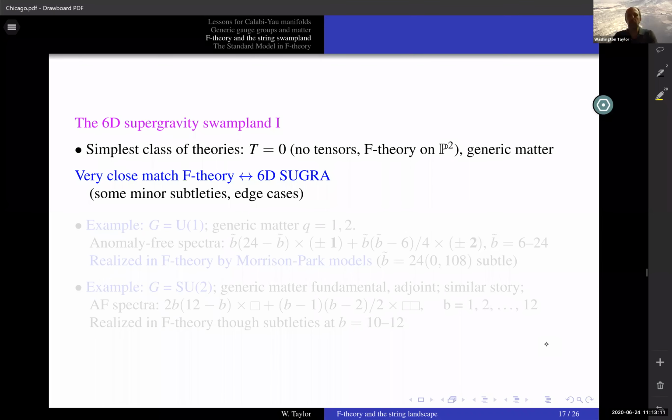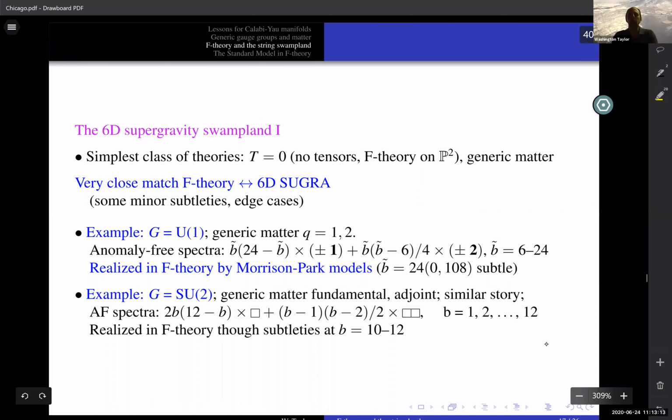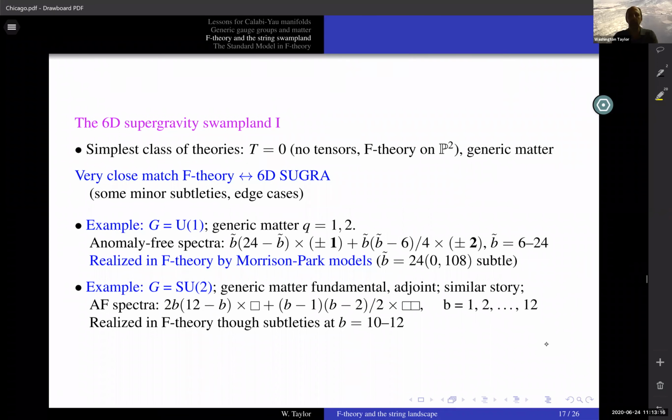For instance, if we look at the gauge group being U1, generic matter is Q equals 1 and 2. We can solve the anomaly equations and we get a finite set of solutions. Here we have a certain number of charge 1 and a certain number of charge 2. And all these are realized in the Morrison-Park models. There's one slight subtlety, which is it looks like there's an anomaly-free theory with 108 massless charge 2s and no massless charge 1s. But it turns out that that theory is secretly 108 massless charge 1s. You might imagine that there are theories with massive charge 1s and massless charge 2s, but that doesn't seem to happen. And I'm going to come back to that in a little bit in a more broad comment.